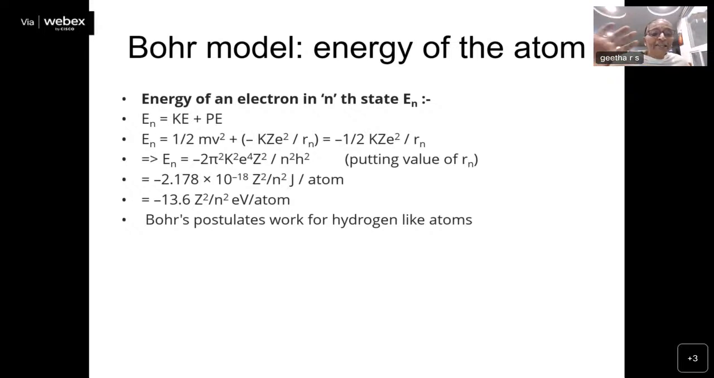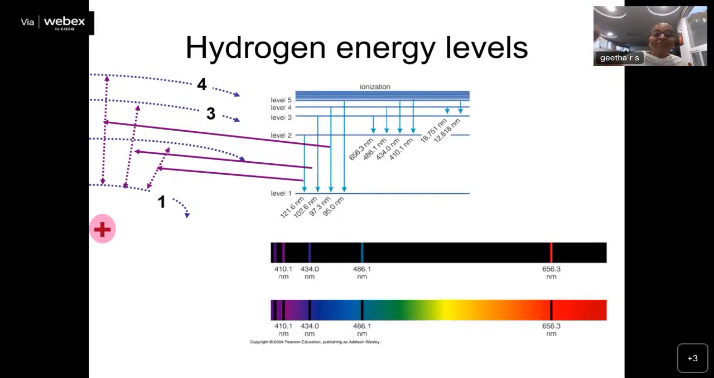So minus 13.6. If you put n equal to 1, then the ground state energy would be minus 13.6. And if you put n equal to 2, this becomes 4, so minus 13.6 divided by 4 will give you the energy of the second allowed orbit, and so on and so forth. Minus 13.6 divided by 9. I'm talking about the hydrogen atom. Likewise, you can find for helium, you can find for lithium, all these things you can do. So these were the energy levels. That is what people actually found, isn't it? So the hydrogen energy levels.